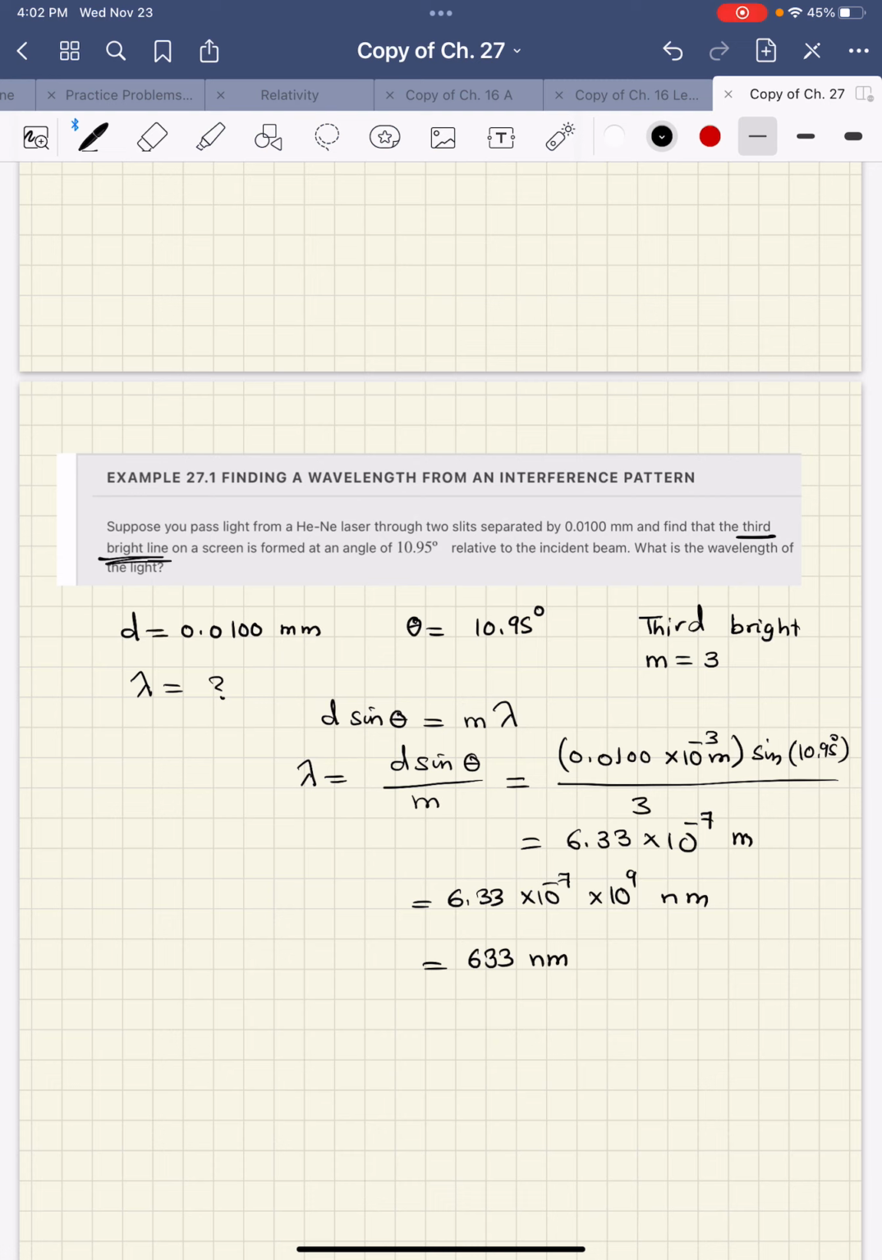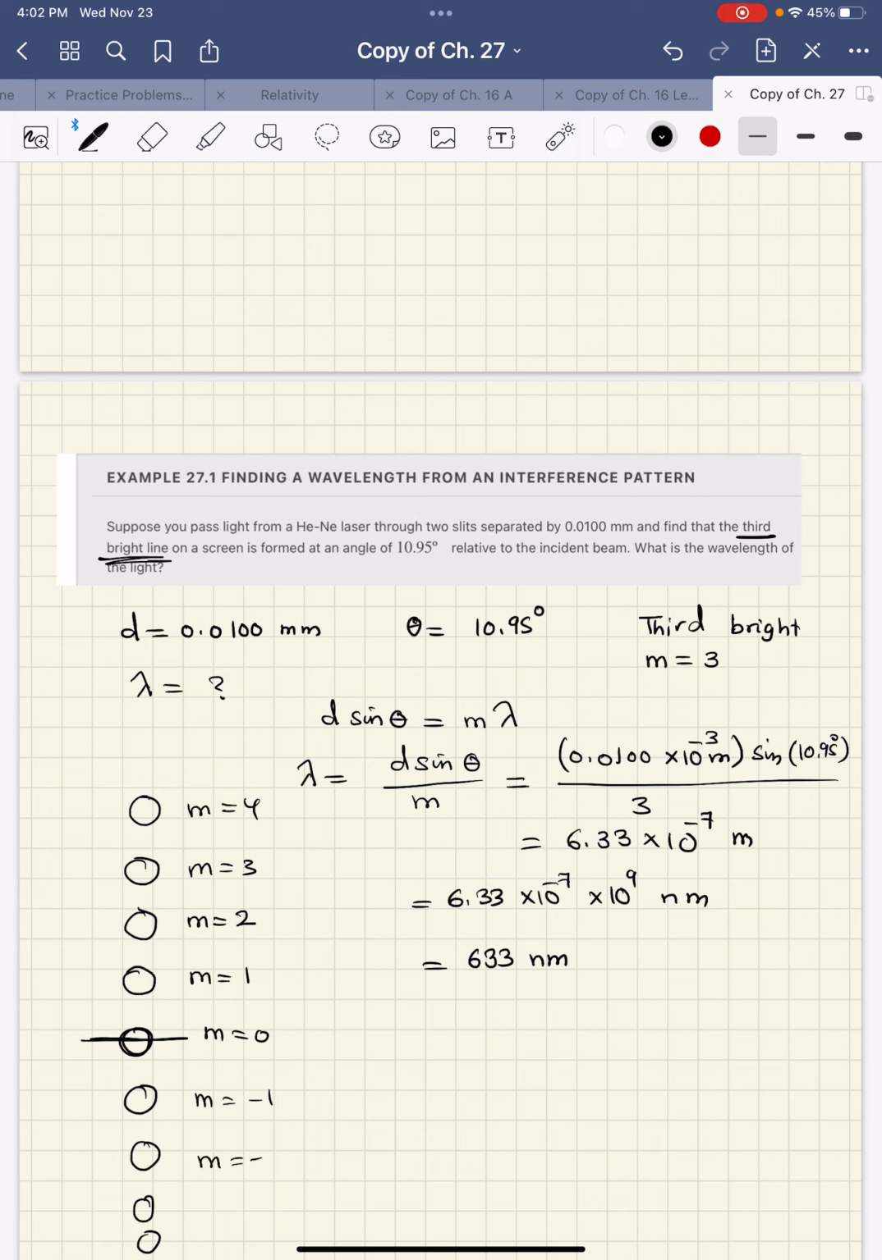Now here I want to bring to your attention something that is really important. This one is the central, and then I'm going to have the first, the second, the third, the fourth, and here 1, 2, 3, 4. This one is m equals 0. This one is m equals 1. This is m equals 2. This is m equals 3. This is m equals 4. And this is m minus 1. This is minus 2. This is minus 3, and so on.